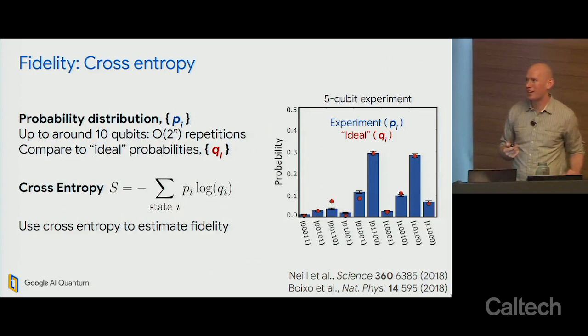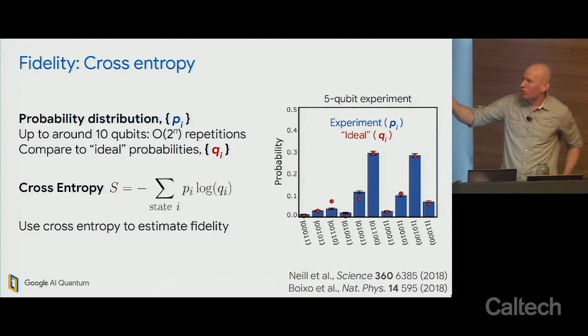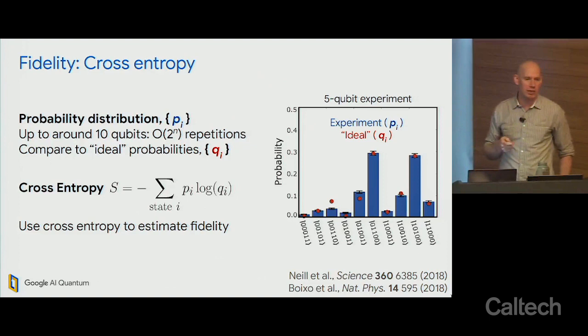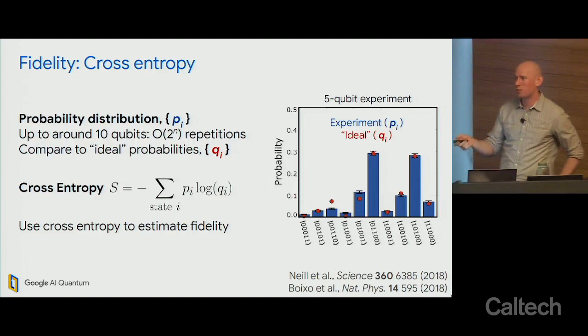Then what we want to do is compare to the ideal probabilities that we can simulate or calculate. Because we know the circuit that we ran, so we can calculate what we wanted to get at the end. So this is an example from an experiment with 5 qubits, where we have some experimental probabilities, which are the blue bars, and then we have these calculated or ideal probabilities, which are the red dots. And you can see that these two distributions are well correlated with each other, but we want a way of quantifying that. And a really nice way of quantifying how close two probability distributions are is called the cross entropy. This is the definition of the cross entropy. It's the sum of p log q. And we can use the cross entropy to estimate the fidelity, which is quantifying how well we are doing. It's just a linear relationship.